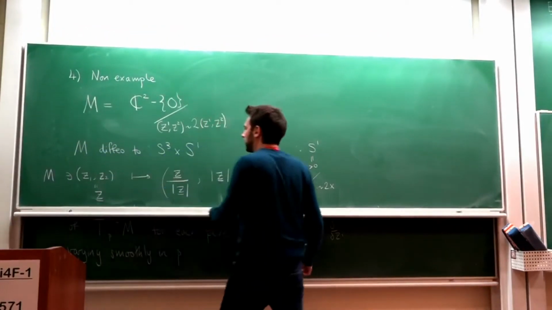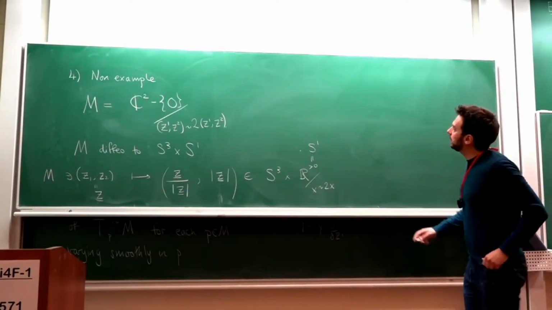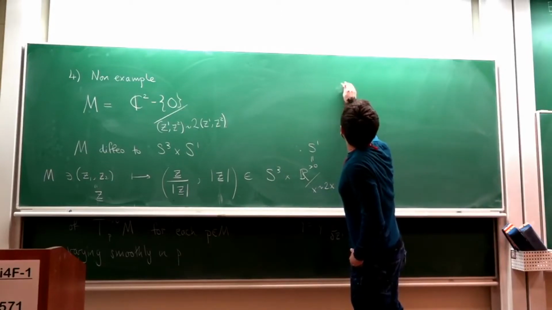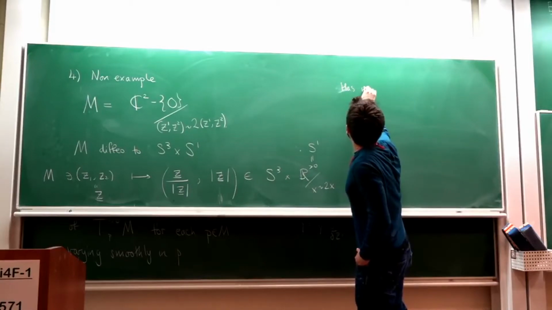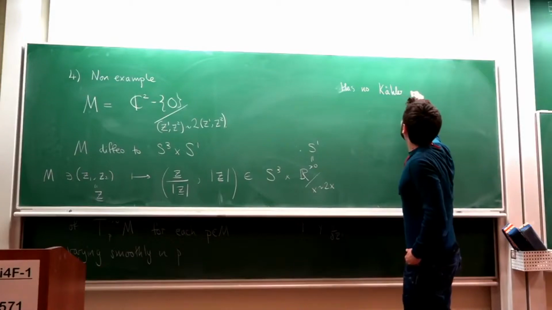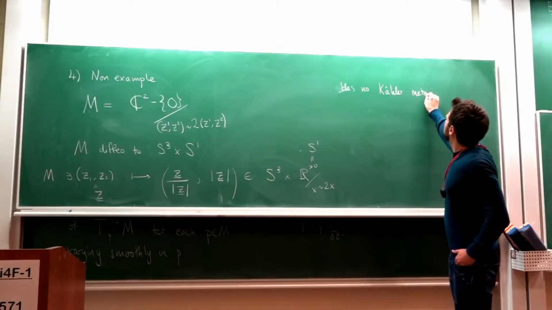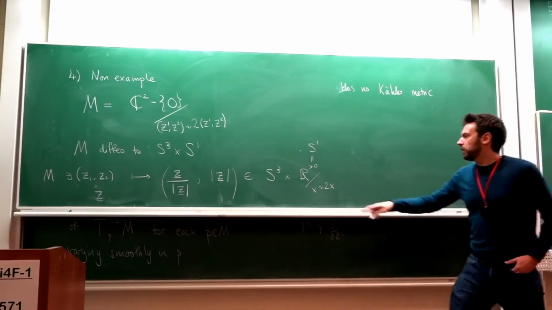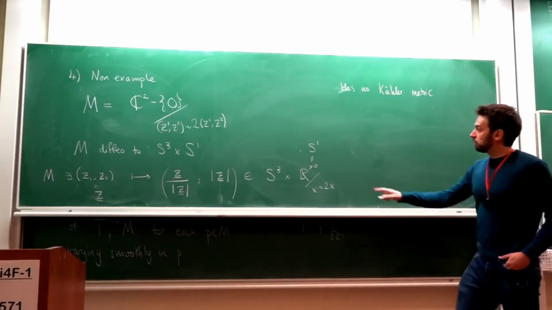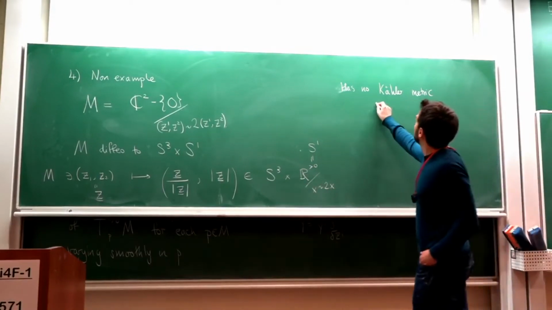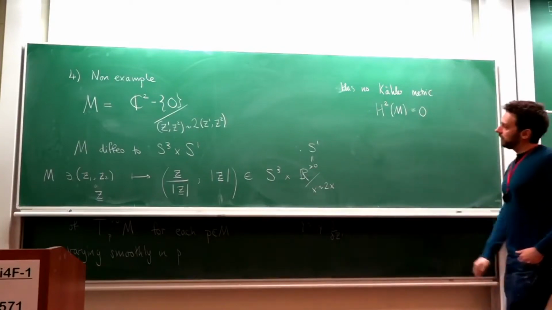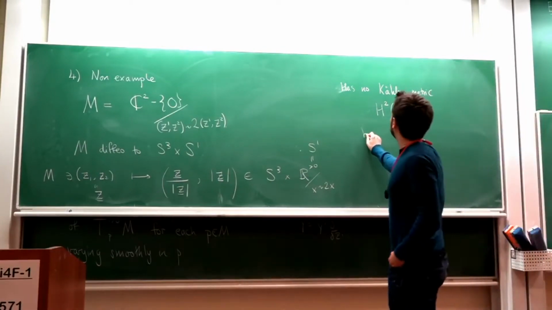So this gives you a diffeomorphism, and you can see then that M cannot be Kähler, so it has no Kähler metric. And why is that? Well, some basic topology tells you that since S3 has no H1 and is simply connected, the product has no H2. So H2 of M is 0.